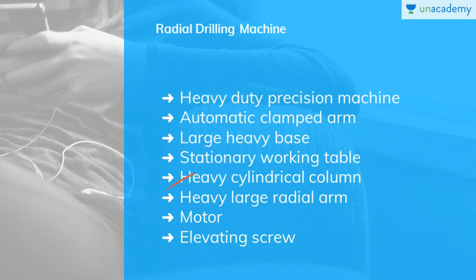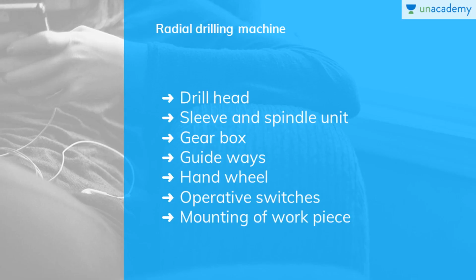It supports a very heavy large radial arm which can be raised, lowered or swung around its axis to any position, and it can be clamped automatically in that position. It receives power from a motor which is mounted over it. So we have seen the power motor already. And the radial drilling machine can slide vertically with the help of an elevating screw.